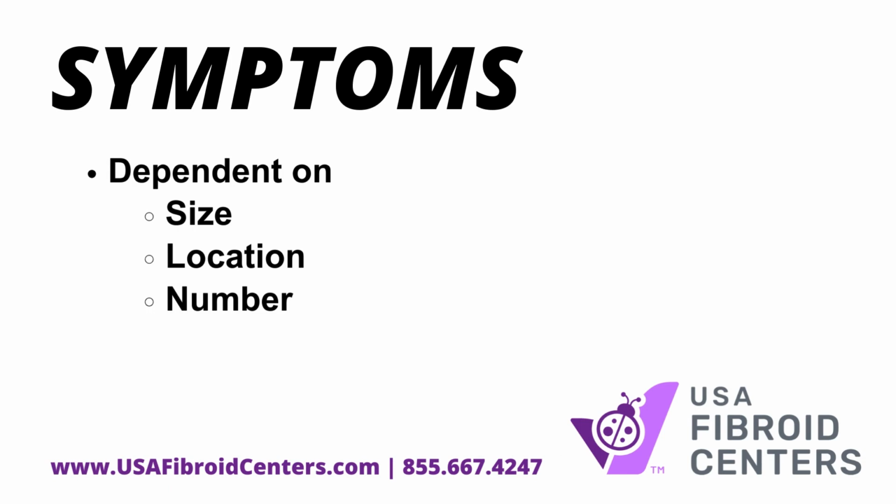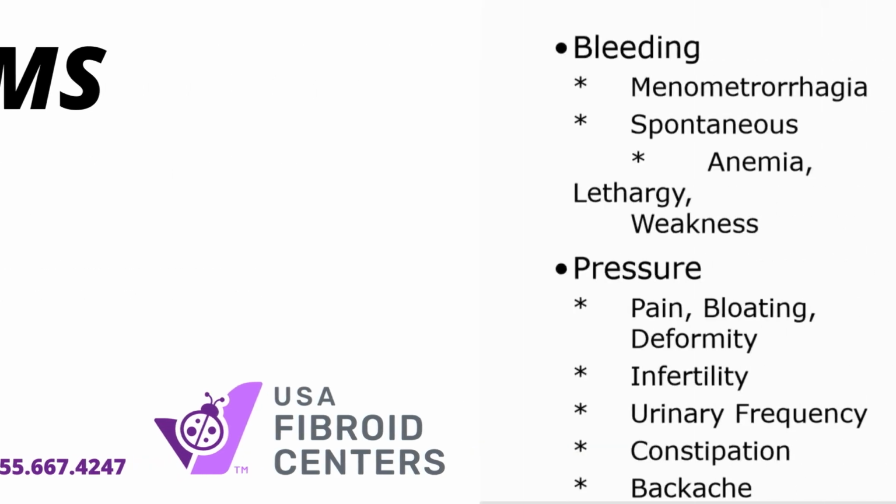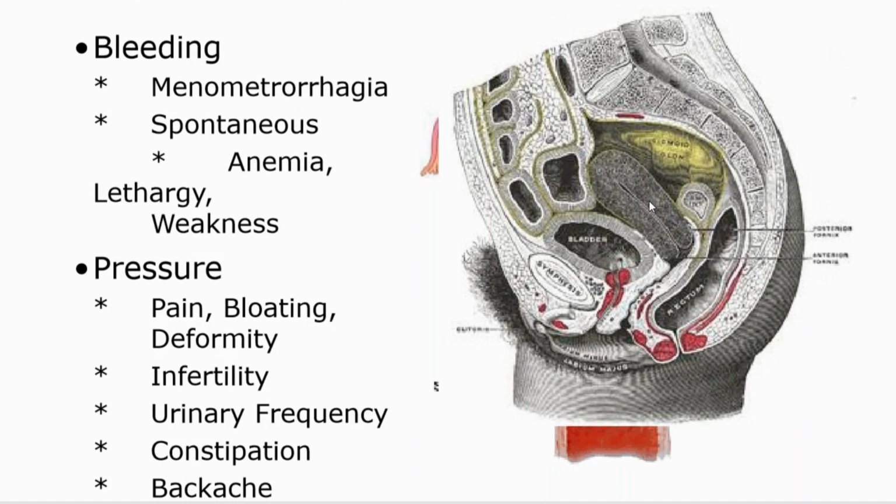So the patient's symptoms are usually dependent on multiple factors, most notably the size of the fibroids, location of the fibroids, and the number of fibroids. You can see on this diagram that the uterus is in the central portion of the endometrial cavity, and so depending on where these fibroids are and how large they are, it depends on how their symptoms exhibit themselves. So I like to separate fibroids and their symptoms into both bleeding or pressure or bulk-related symptoms.